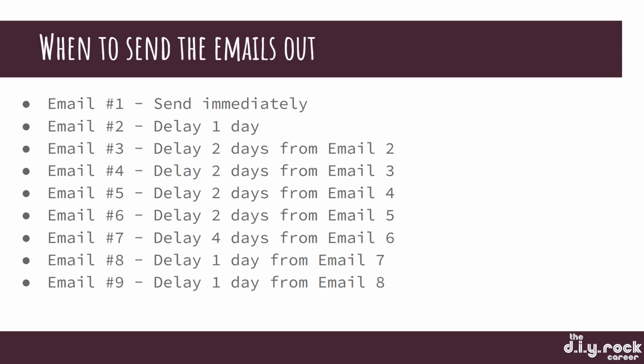Whatever. And again, just so you know when to send them out, email number 1, you're basically sending out an hour later or immediately or however fast you can send it out. Email number 2, delay 1 day. Email number 3, delay 2 days from the last email, and then basically 2 days from the next for the next few ones. And then email number 7, you give them a little bit of a break and wait 4 days from email number 6. Email number 8 goes right out the next day after email number 7, and so does email number 9. So you'll see these 3 slides here below this so you can download it.